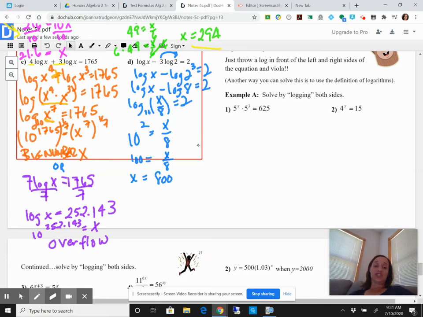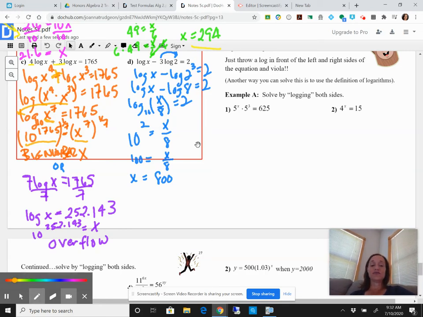Then I decided to change this to exponential form. I could have brought the 7 down here and then divided both sides by 7, but I didn't. So then I have 10 to the 1765 equals x to the 7th. And then I would raise both sides to the 7th using the power property. But regardless of how you do that problem, you end up with an overflow answer. Your calculator cannot handle how large that answer is, and so it'll say error overflow.